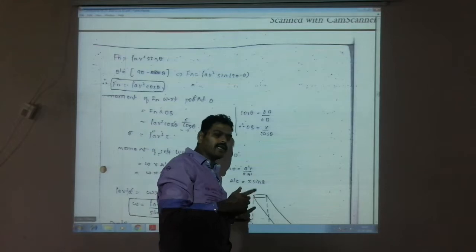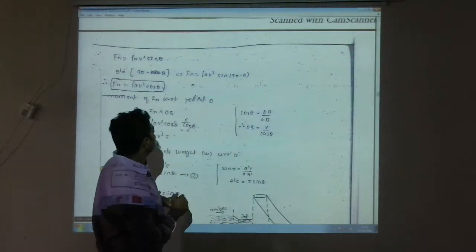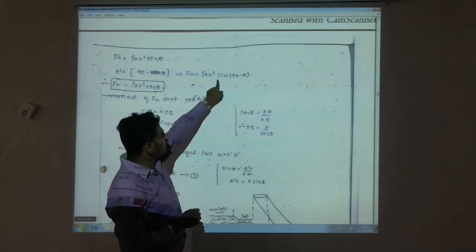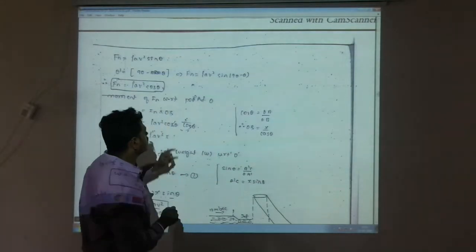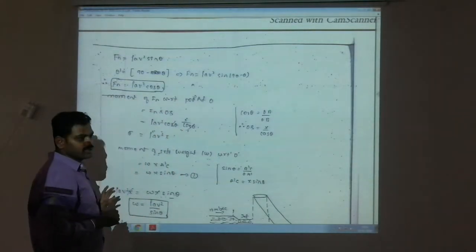We have taken theta dash as 90 minus theta. And what you will get is Fn equal to rho a v square sin of 90 minus theta. That will be rho a v square cos theta here.